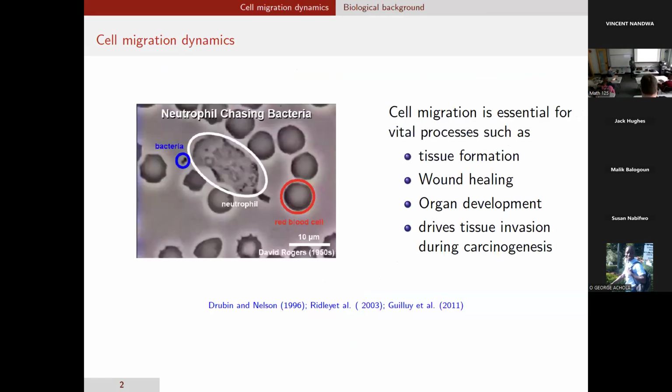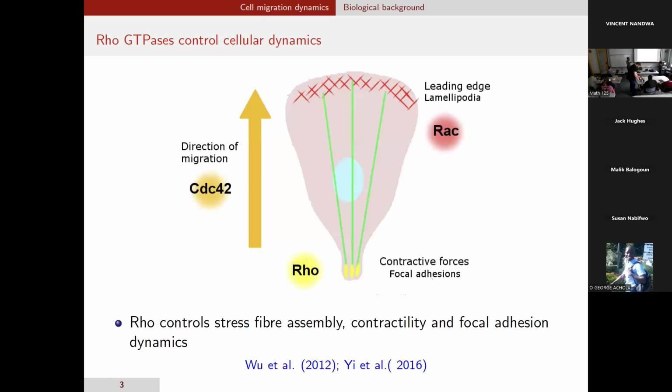So I'll just repeat. I was showing here a snapshot of a migrating cell, which is a neutrophil chasing a bacteria. There are different processes involved in this. When we want to understand this, we can look at the signal transmission within the cell. One of the proteins involved are the Rho GTPase proteins. These proteins control the cell cytoskeleton by reorganizing it such that the cell is able to maneuver and perform different processes.